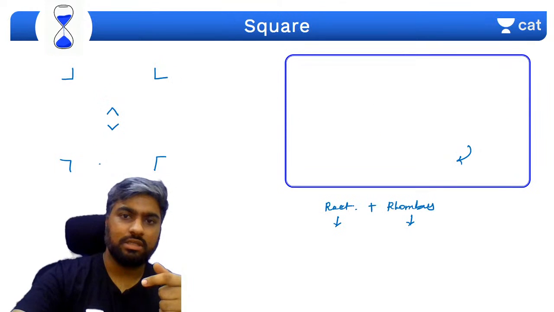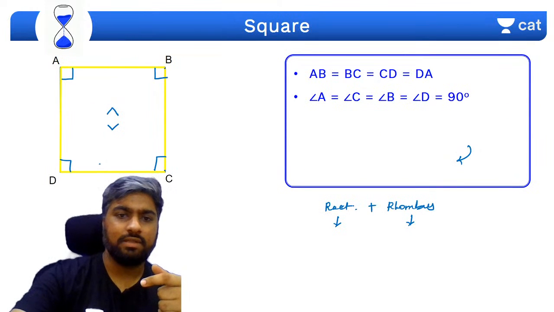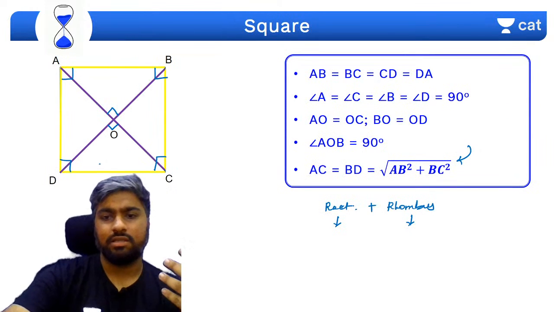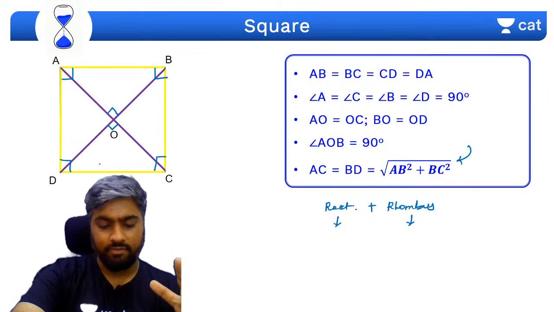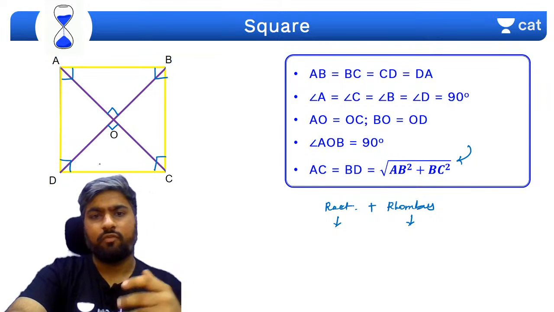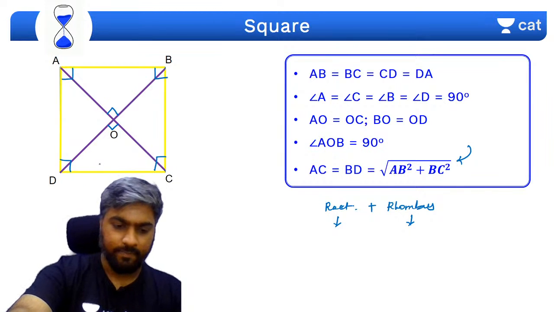Okay, so that was square. Now, does it end with a square though? Does it end with a square? Apart from a square, we also have one thing that does not fall under the parallelogram series.